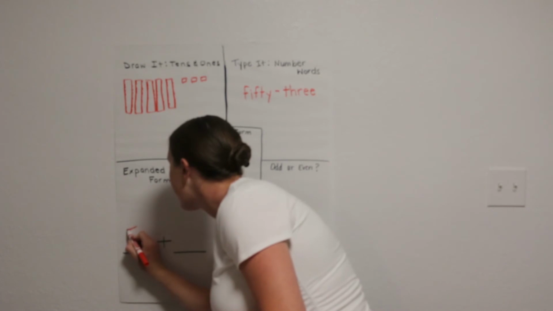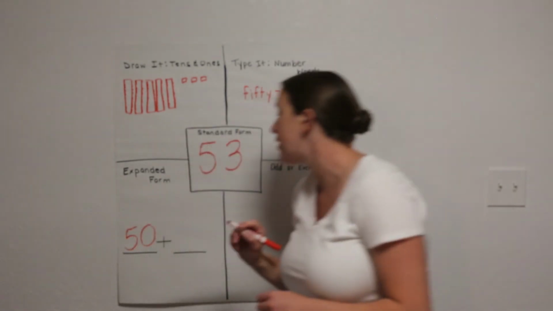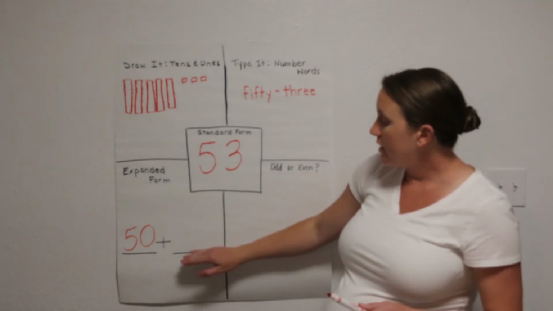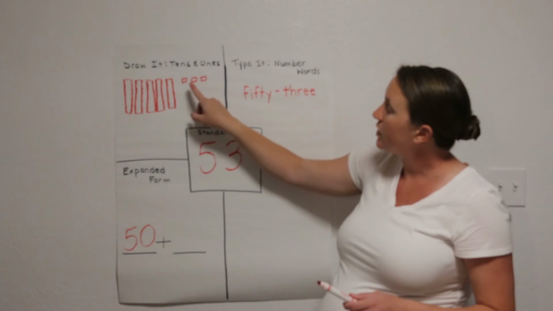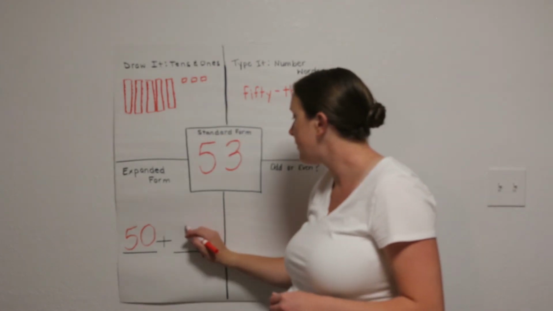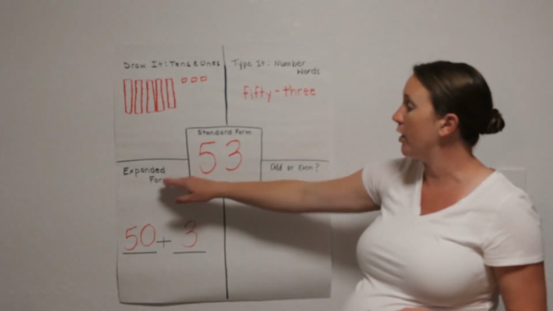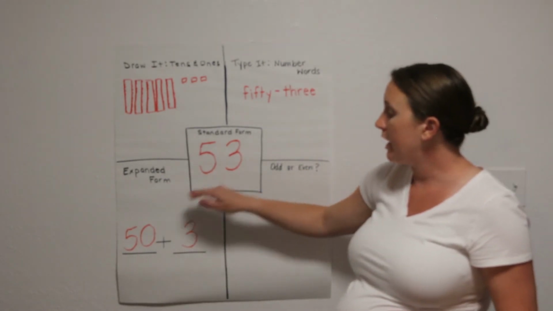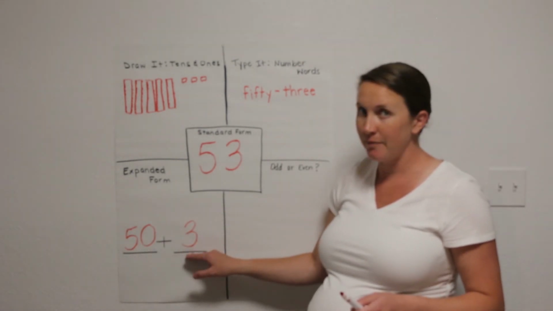So I have a 5 in my tens place and a 0 in my ones place. Perfect. And then in the second blank here, you're going to write your ones. So I have 1, 2, 3 ones. So my expanded form for the number 53 is 50 plus 3.